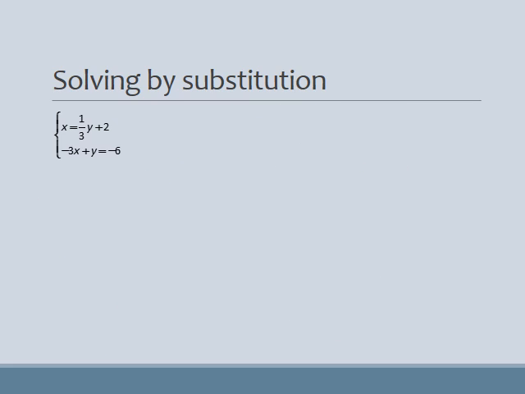Last example. This time notice that I've got the first equation solved for x. So I'm going to put 1/3 y plus 2 in for x in the second equation. So it doesn't matter if you solve for y or x. I know you guys are kind of conditioned to solving for y after doing all the graphing that we've been doing, but if it's easier to solve for x, you want to solve for x. So I'm going to put that in for my x, -3, and then times 1/3 y plus 2, then plus my y equals -6.